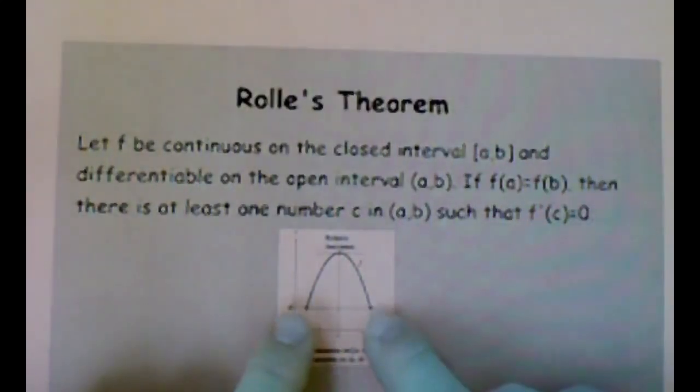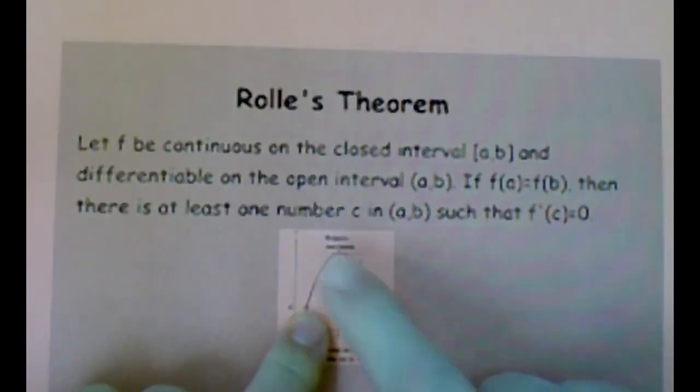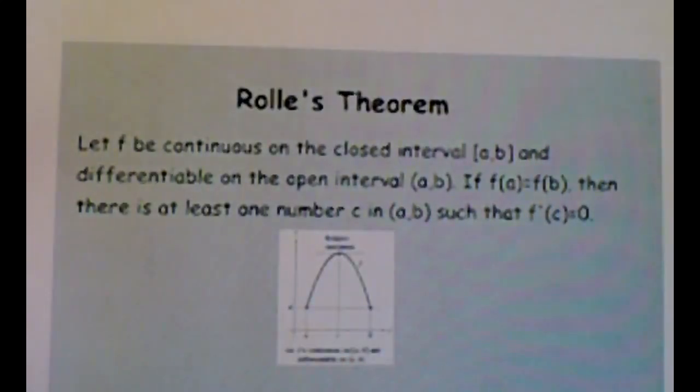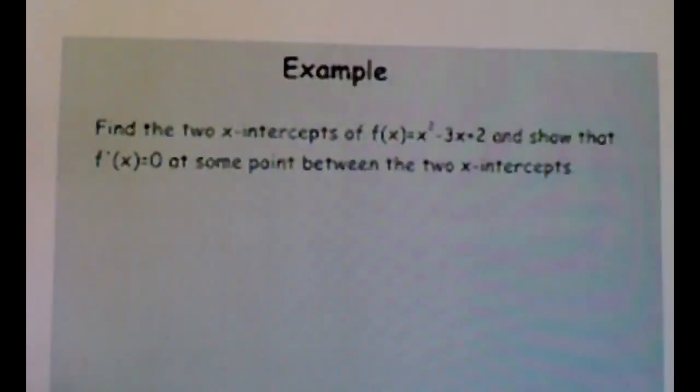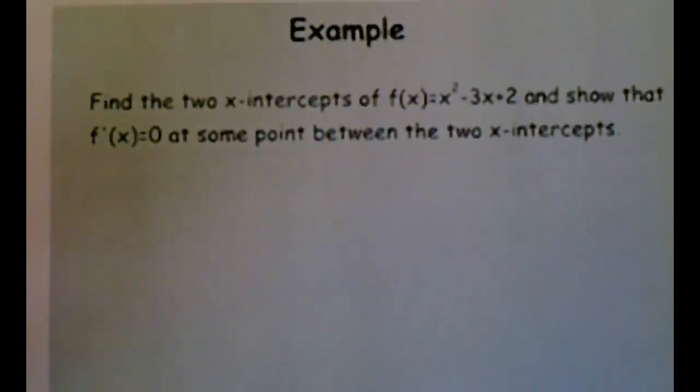Basically this says if you have 2 points that have the same y value, somewhere in between them there must be a relative maximum or minimum. The derivative must equal 0 somewhere in between. So let's find the two x-intercepts of this function and show that f prime of x equals 0 at some point between them. So, let's see if that helps a little.